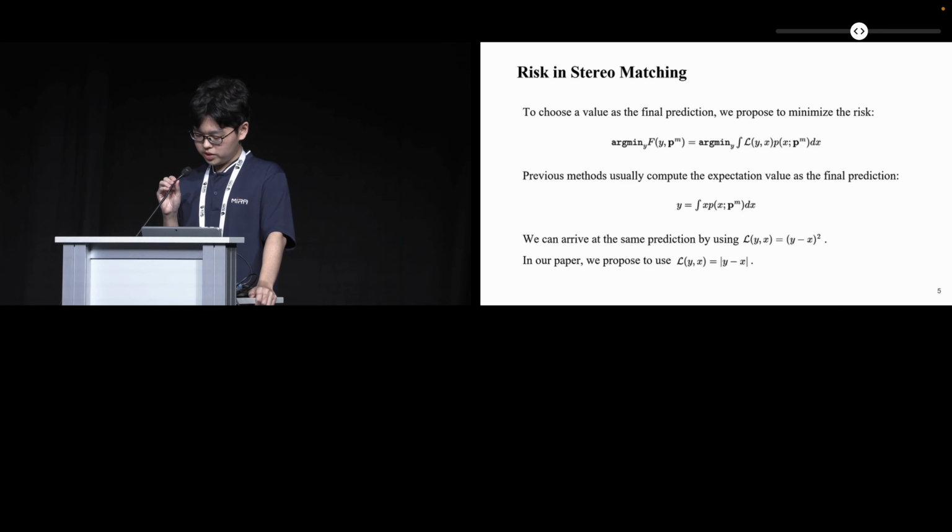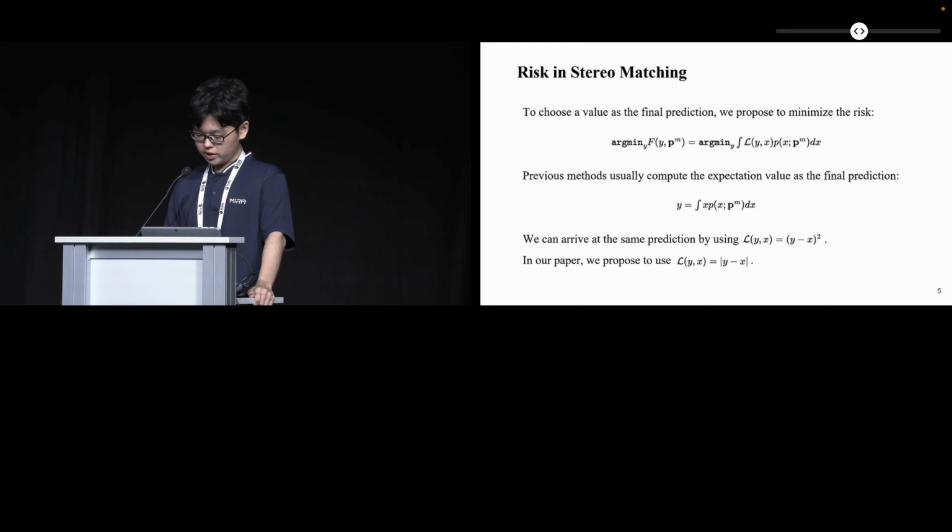Here, R(y; p_m) is called the risk at y, and L(y, x) is the error function between y and x. By risk, we mean that if we take y as the predicted disparity, how much error there shall be with respect to the ground truth. Since the exact ground truth is unavailable at the time of making the prediction, we average the error across all possible ground truth disparities with the distribution p_m(x).